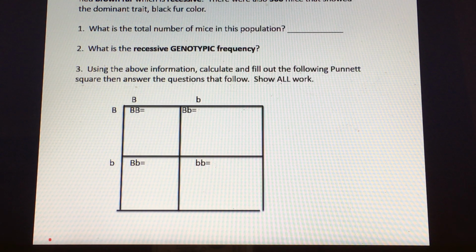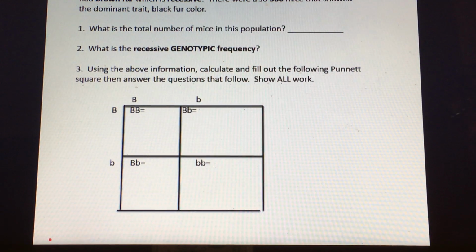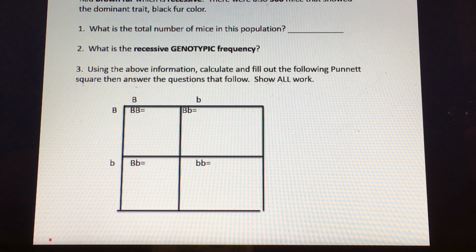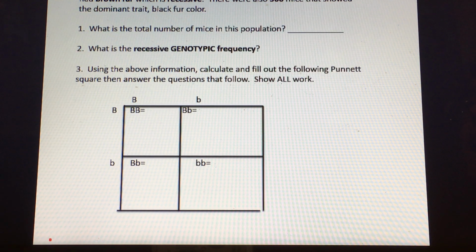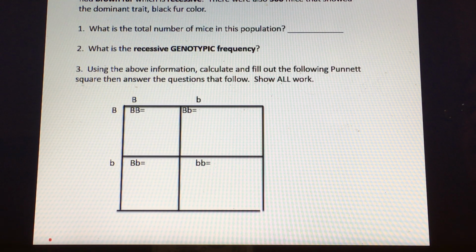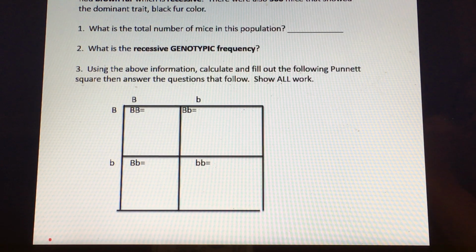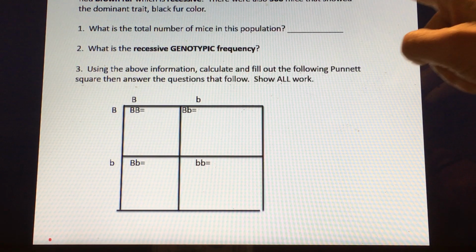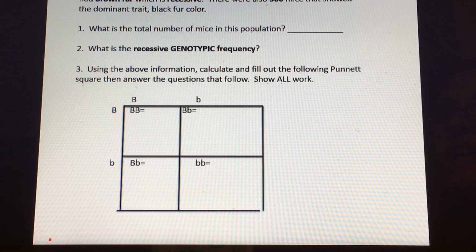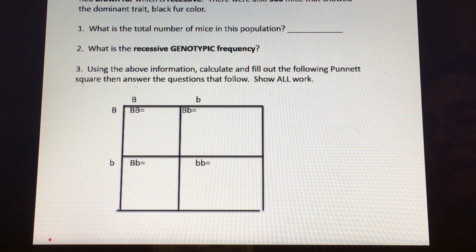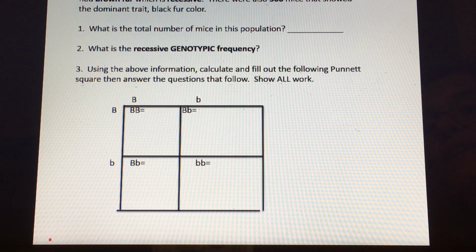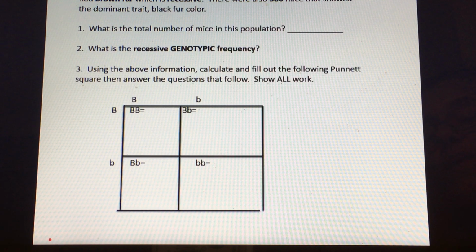All right, this is the trickiest and actually most interesting and fun problem. So we have an island and we have 200 mice that have brown fur, which is recessive, and 500 mice that have the dominant trait, which is black fur color. You need to be very careful because students tend to take 200 and divide by 500. Well, that's not the total population. So the first thing we need to do is figure out the total population of mice that we're dealing with. We have a total of 700 mice.